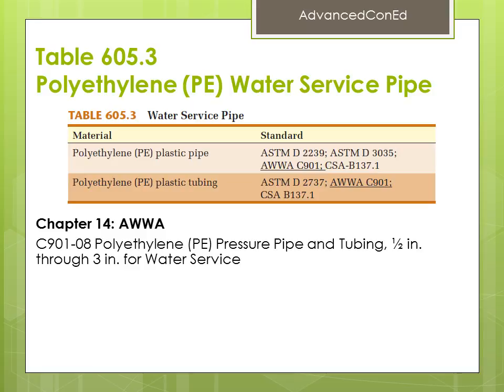Material, polyethylene plastic tubing. Standard ASTM D2737, AWWA C901, CSA B137.1. Chapter 14, AWWA C901-08, Polyethylene Pressure Pipe and Tubing, 1/2 inch through 3 inch, for water service.